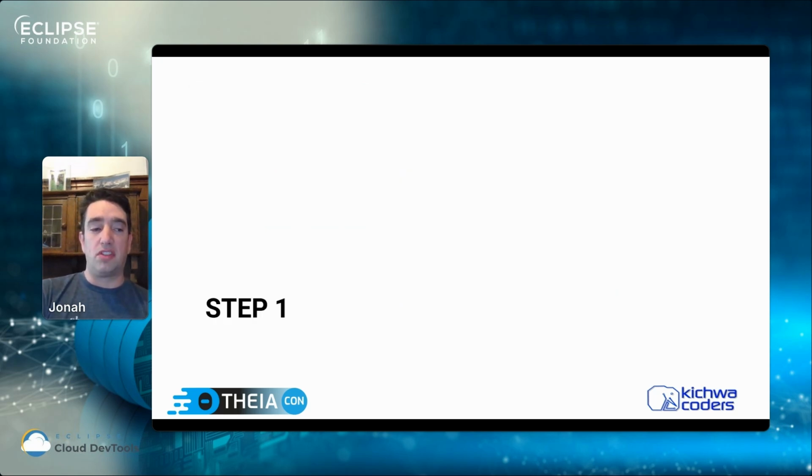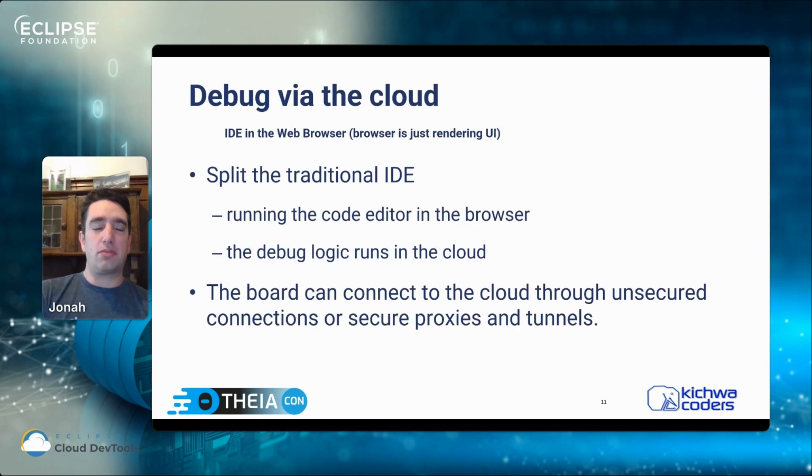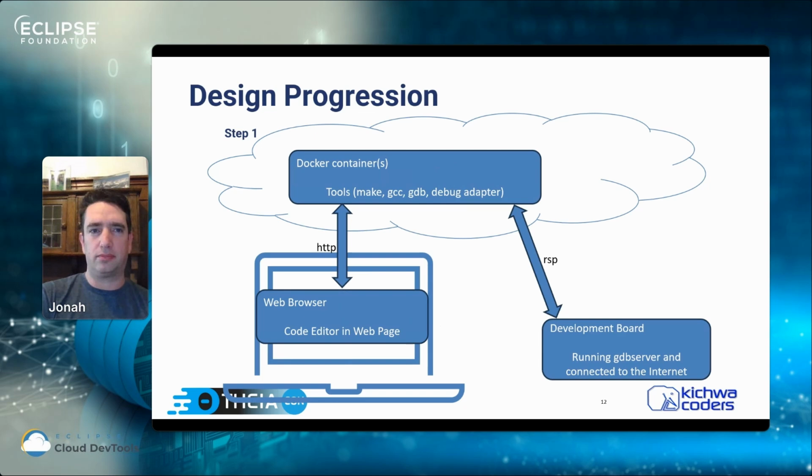So the very first step on getting to zero install is let's just move everything into the cloud. So this is an IDE in the web browser. The browser is just rendering the UI. So we split the traditional IDE. We run the code editor in the browser, and all the debug logic, that all runs on the cloud machine. The board can connect to the cloud through unsecured connections, or it can do some secure proxies and tunnels, and there's some pretty neat tools for that as well.